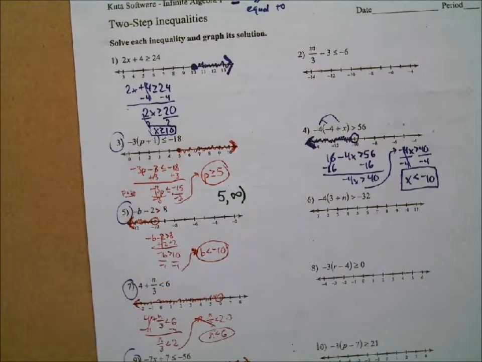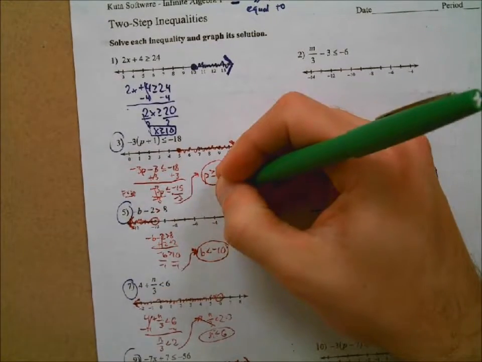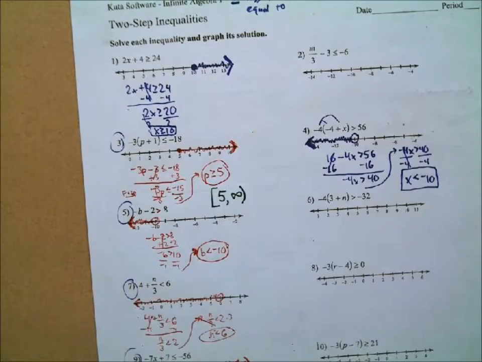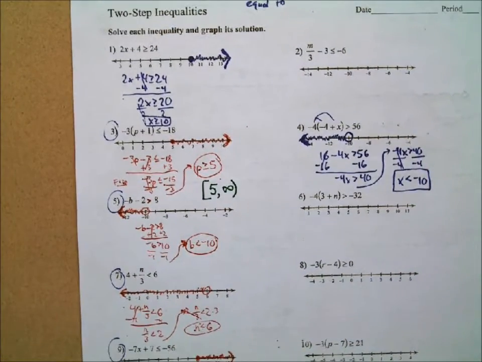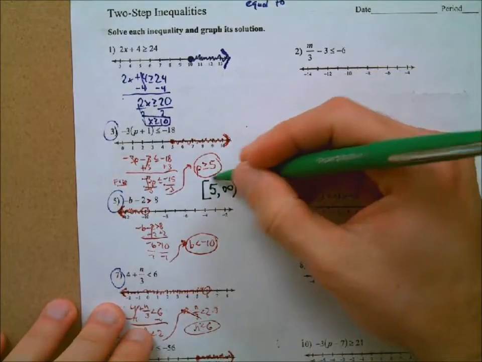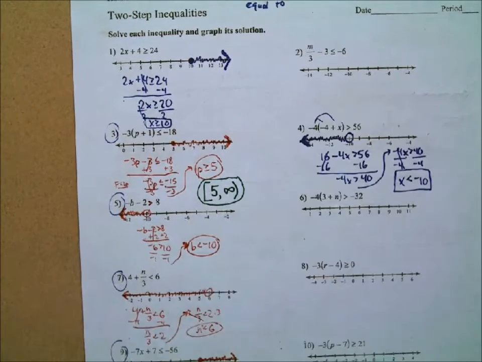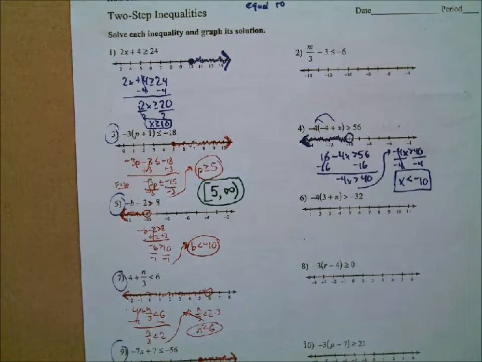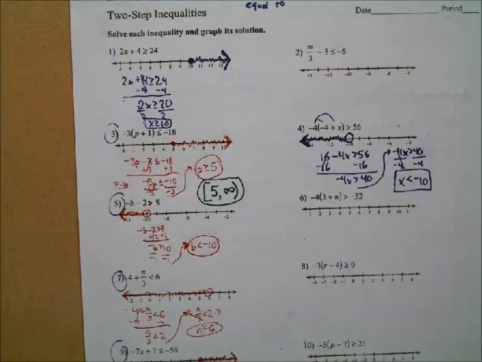And to include a number, you put a square bracket like that. Okay? So this is the equivalent interval notation right there. That's interval notation right there. Okay? So let's try number 5.